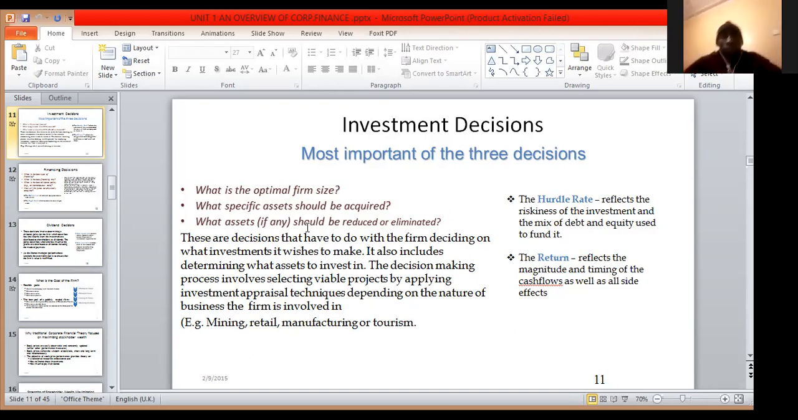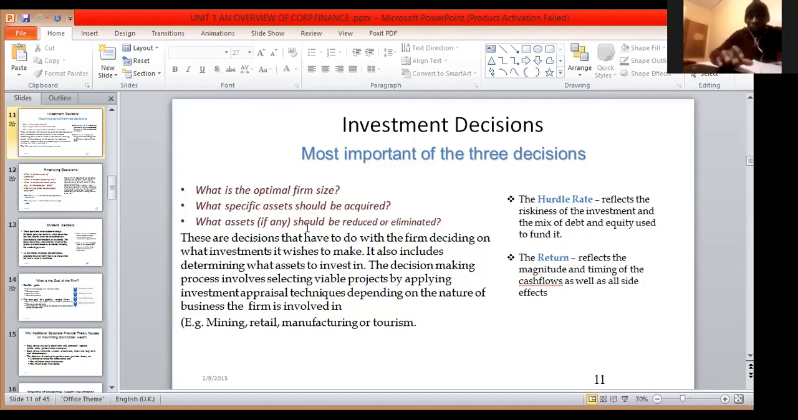You also look at what specific assets should be acquired. Having known the size of your firm, what type of assets should you have? That is how critical investment decision is.